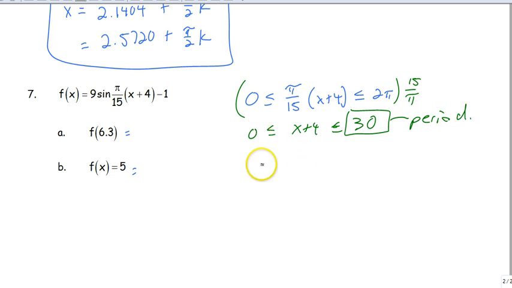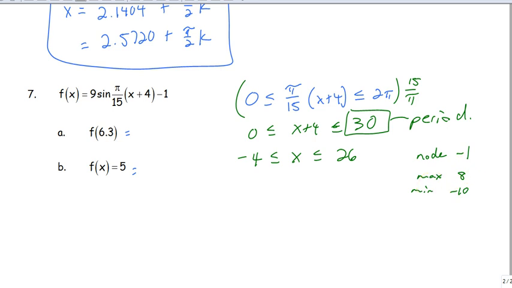And then I'm going to get the domain here. I have negative 4 to 26 for x. So that's going to be my window. The midline is at negative 1, so plus 9, the max is at 8, or the crest. The min is at negative 10. So these should be my values I enter to graph a cycle.